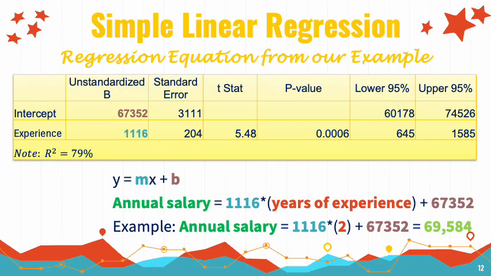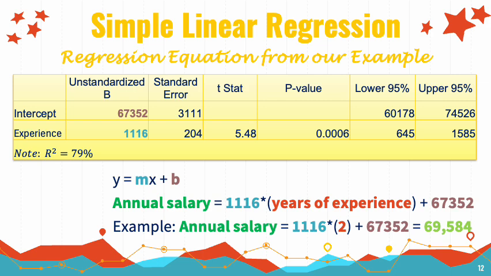We can now use our output to develop a regression equation for our example. Remember, the regression equation is of the form y equals mx plus b. Y is our dependent variable. M is our slope, which is the unstandardized beta for our independent variable, or 1,116. X is our independent variable, and B is our y-intercept, which is the unstandardized B for the intercept, or 67,352.